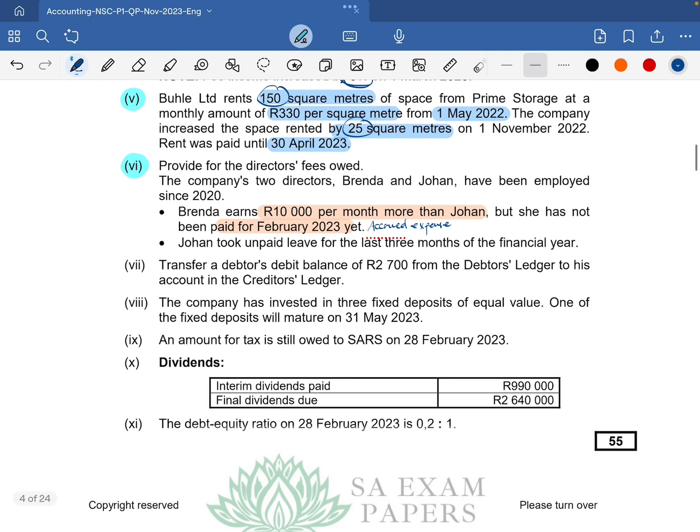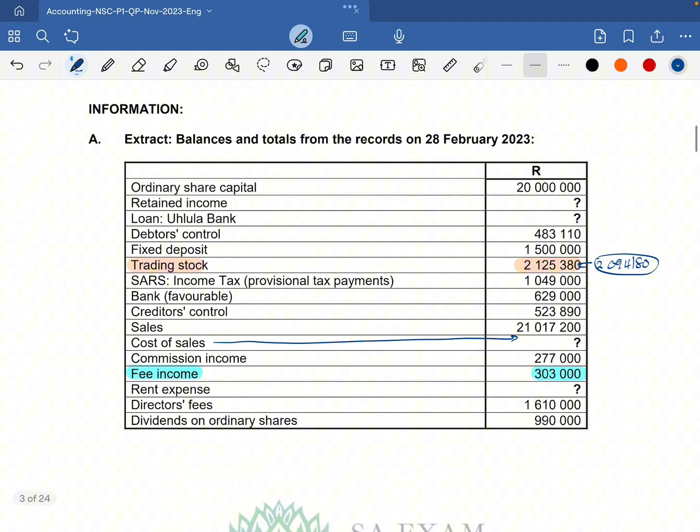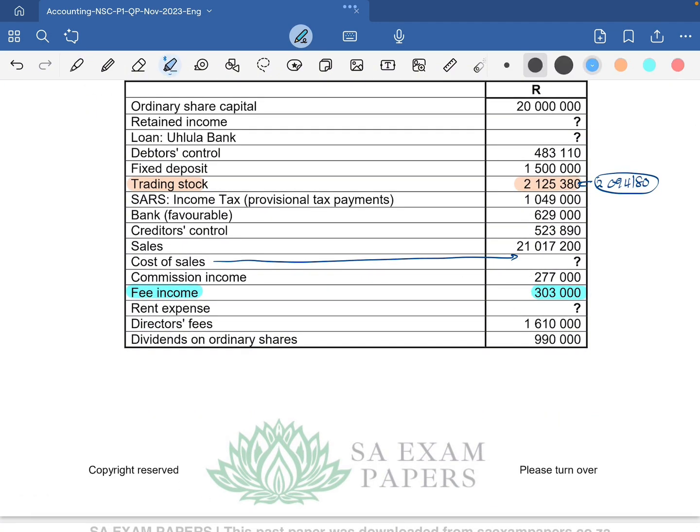Now, continuing to read, it says Johan took unpaid leave for the last 3 months of the financial year. So he took unpaid leave, which means we are not paying him for the last 3 months, or we have not been paying him. So we have only paid him for 9 months. But it doesn't mean we owe him. This is just for the sake of the calculation that we are going to do just now. So looking at the information here, we are given that the director's fees amount to 1,160,000.